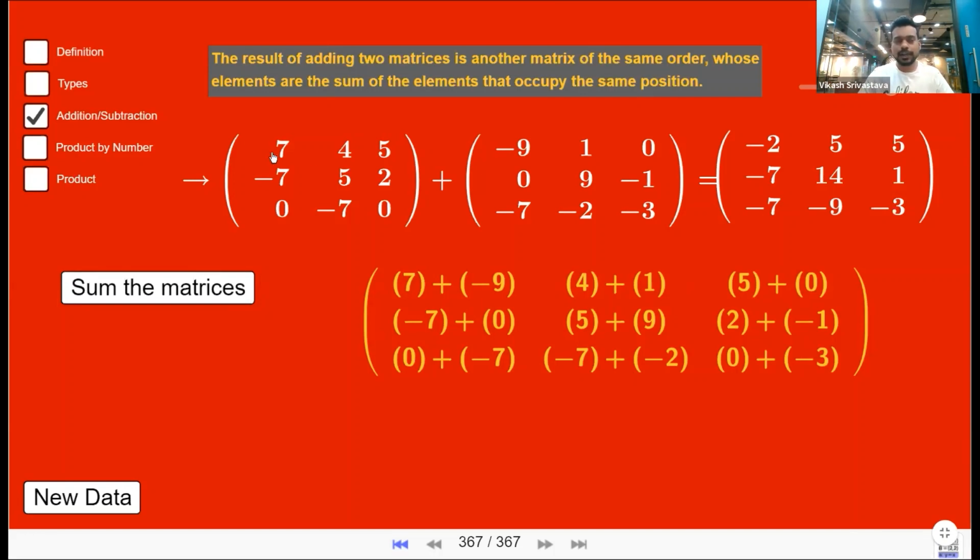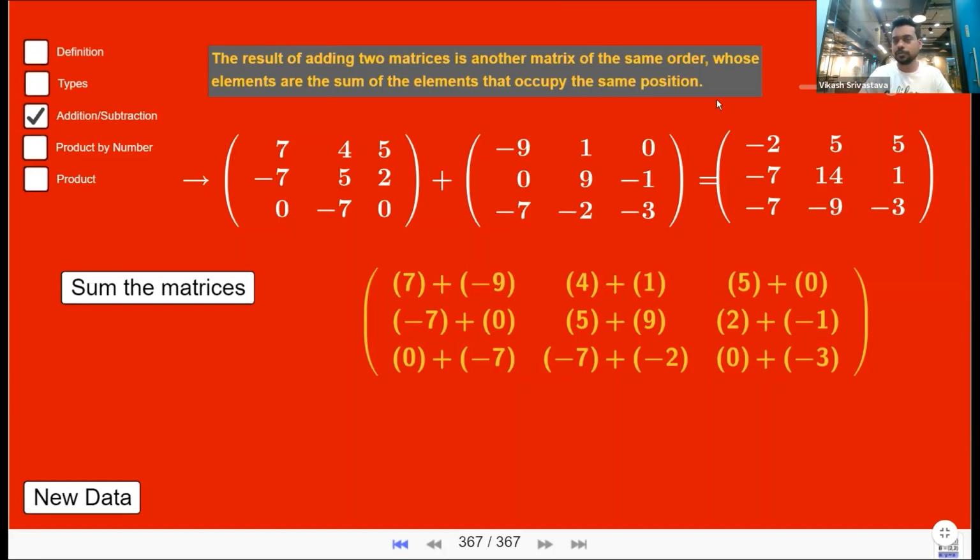Let's say this is a11, this is b11. So a11 plus b11 will give us c11, which is your resultant matrix. Similarly, we'll add all the corresponding elements.